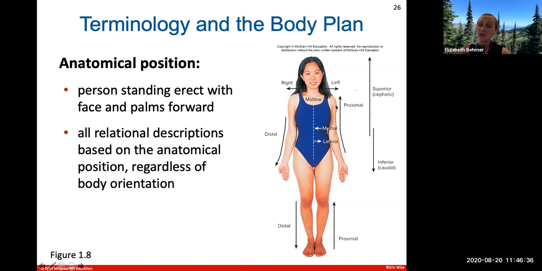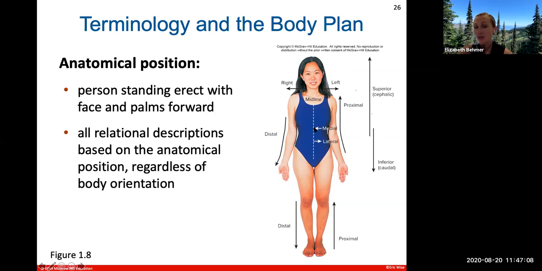I would say her shoulder is proximal to her fingers because her shoulder is closer to the point of attachment to her trunk. Proximal and distal we can use in her leg appendages as well. So I would say her knees are proximal to her ankles, or her ankles are distal to her knees. So pay attention to that and make sure you understand being able to describe structures that way.